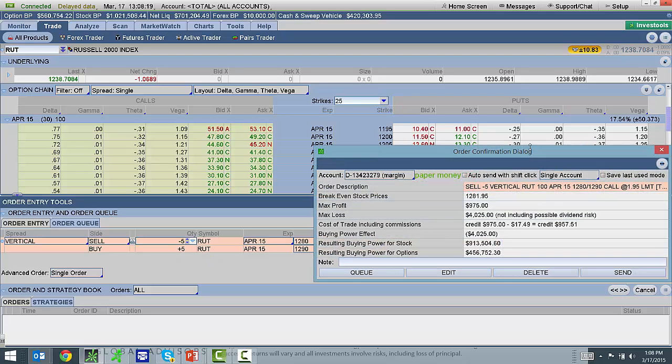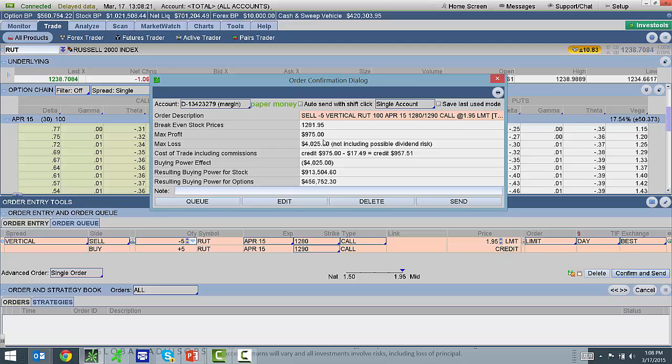Now let's take a look at the numbers. On this order confirmation dialog box, my max profit is $975. My max loss is $4,000. We will lose that $4,000 if the stock, or in this case the index, trades above 1290. That's our max loss at expiration.